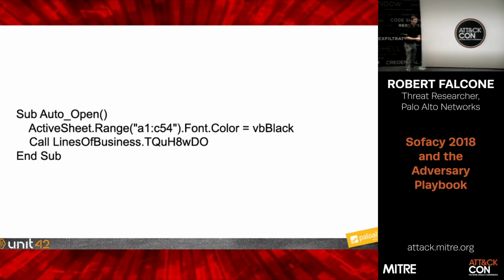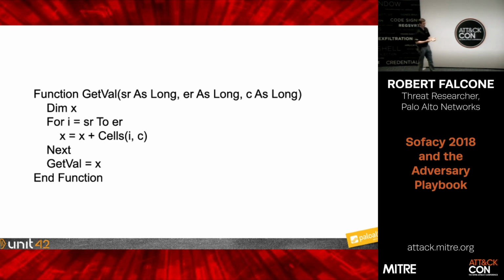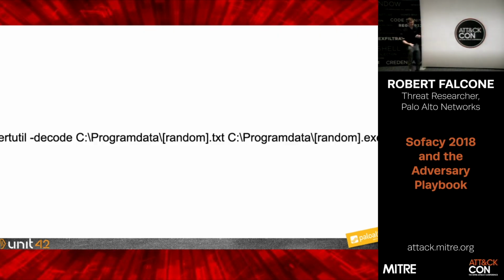However, the macro itself also installed the Trojan, and this is the code that would obtain the embedded payload from within the spreadsheet. Then the macro would take that encoded data, write it to a text file, and then use the certutil decode application, or in this case the switch, to decode that base64 encoded data and write it to an executable, which it would later run. So that's the installation process that would occur.